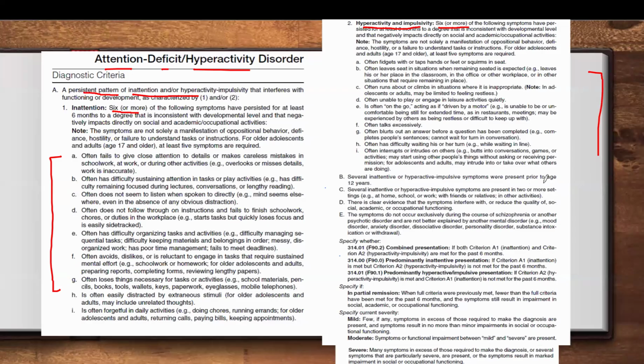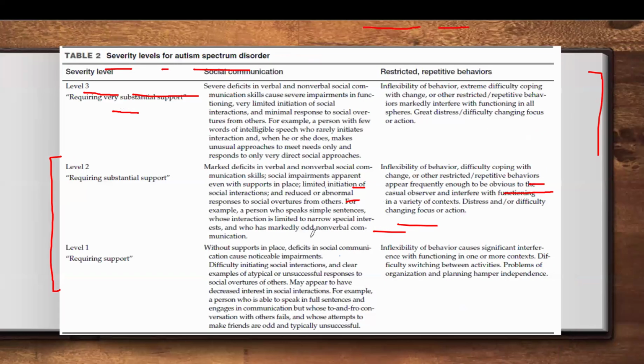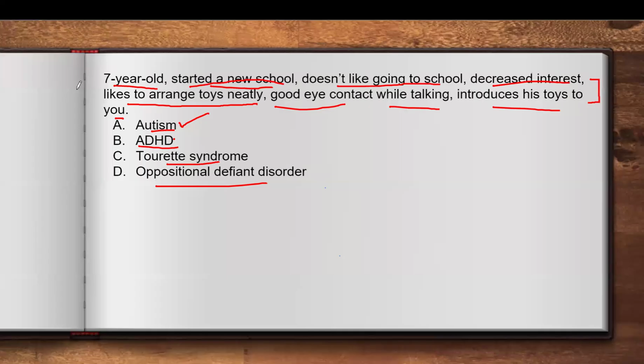The child must be less than 12 years, and the ADHD must be present in two or more settings, that is home, school, work. The problem must be there in two or more settings. And then they are not better explained by any other disorder. Again, the DSM-5 criteria. So this patient does not have any evidence of any hyperactivity or any inattentiveness. Rather, this is going more with ASD.